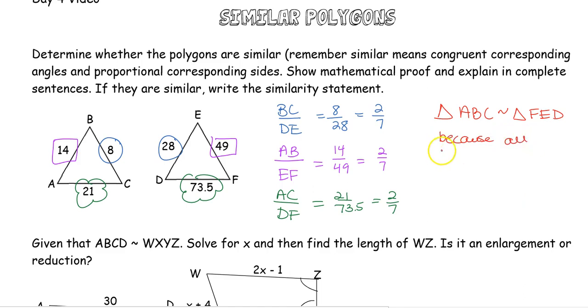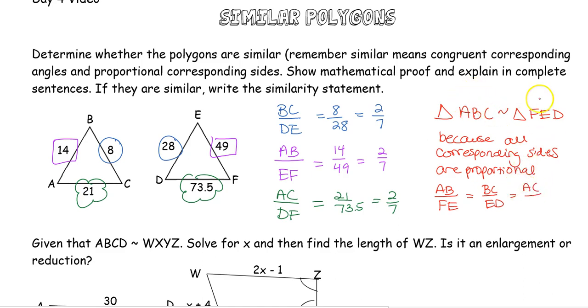because all corresponding sides are proportional, which means they all reduce down to the same ratio. And in this case, if we look at our sides, AB corresponds to FE. That is equal to BC and ED, and AC and FD. So all corresponding sides are going to be proportional to each other.